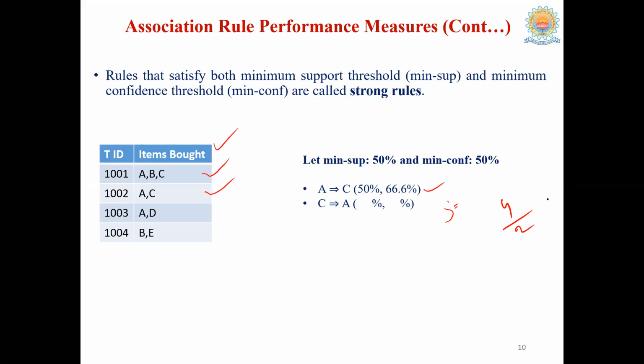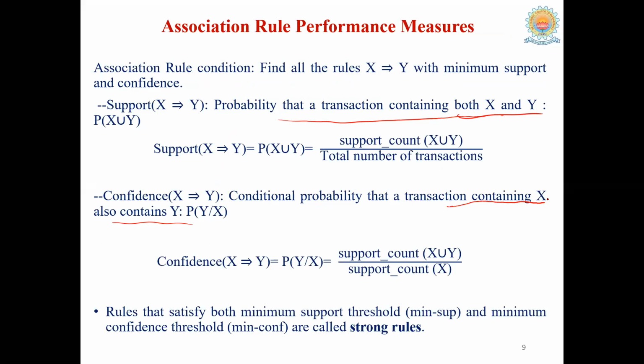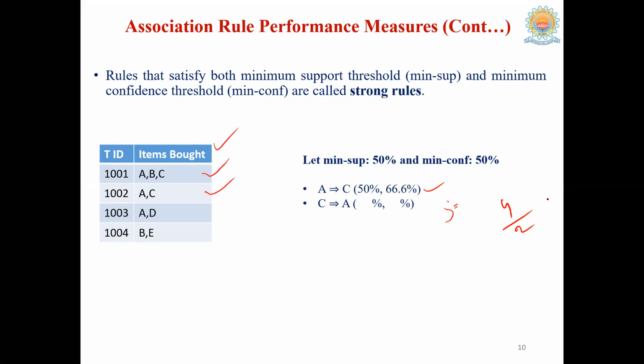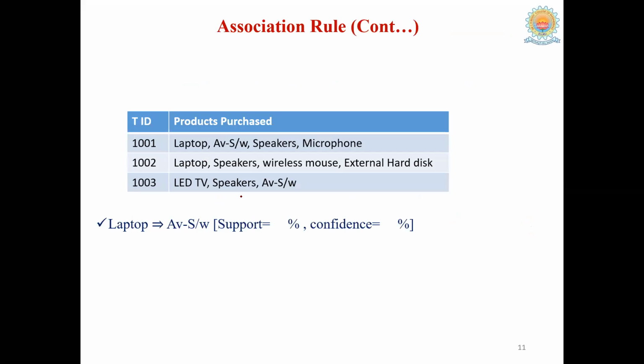Similarly, what is the confidence? How can we get the confidence? It is the conditional probability that a transaction containing X also contains Y. So here, how many transactions contain A? There are three transactions containing A. Out of three, how many contain C? Only two transactions contain C. So 2 by 3, which is nothing but 66.6%, is the confidence. In this way, we can obtain support and confidence. And for this example, you can obtain the support and confidence of the rule laptop implies antivirus software by using the same formula.